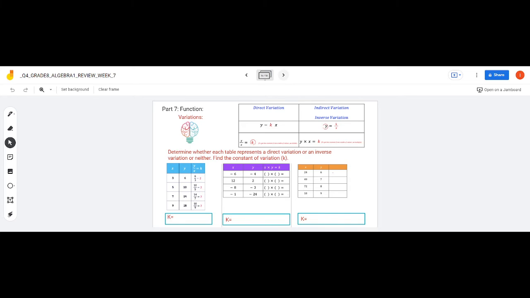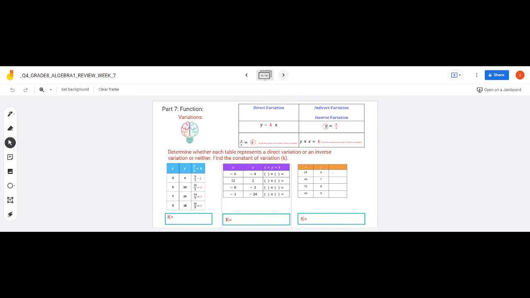All right, so when we want to test if the table is a direct variation, we make use of this formula. Now what does that mean? It means take the y value divided by the x value, and then you'll get an answer, and it must be the same answer for all other values. So let me show you what I mean.